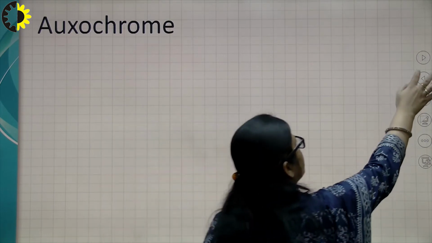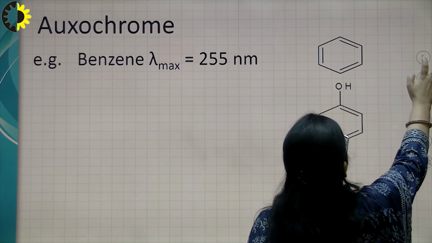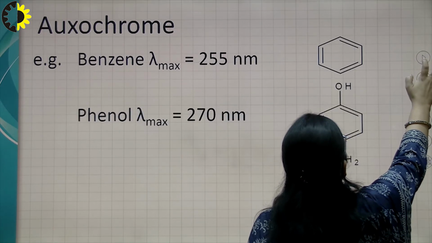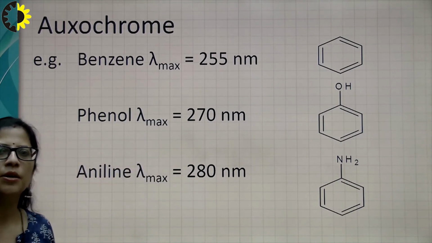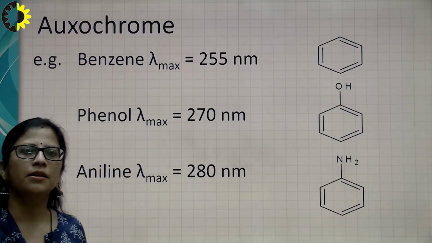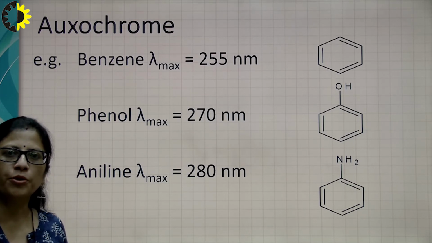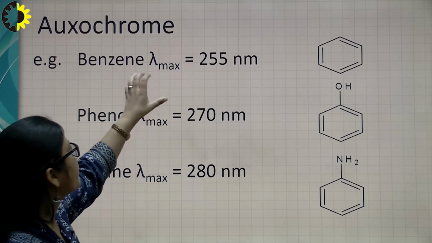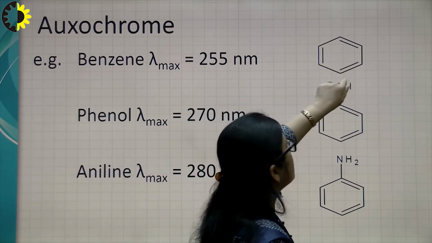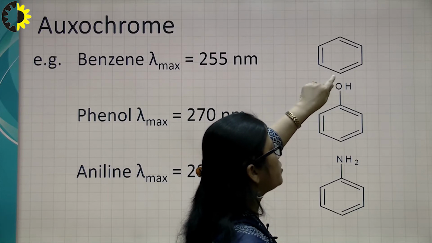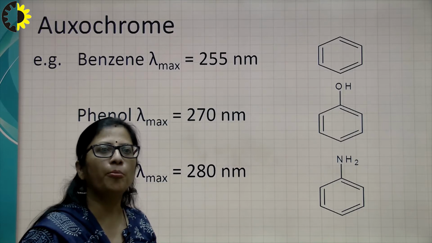Now, here I am showing some examples, some groups which can act as chromophores and some which can act as auxochromes. In the first case, benzene contains unsaturation, pi electrons are present, so they can undergo pi to pi star transition. It acts as a chromophore.